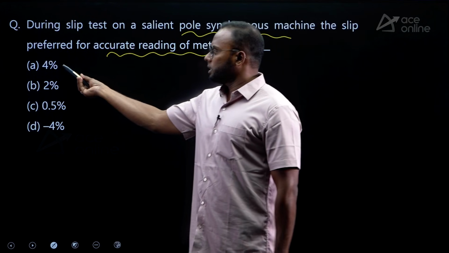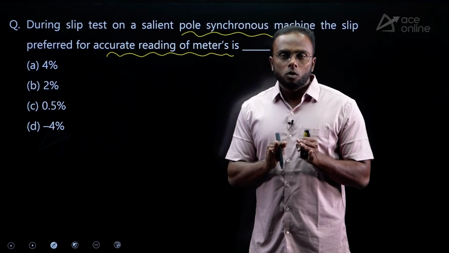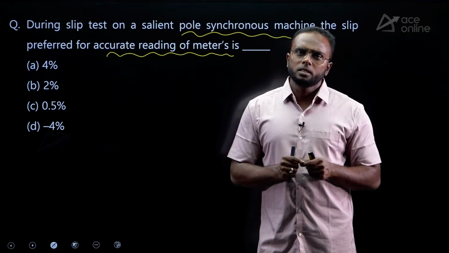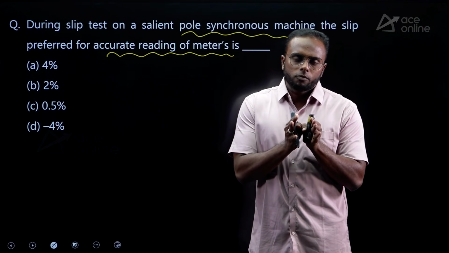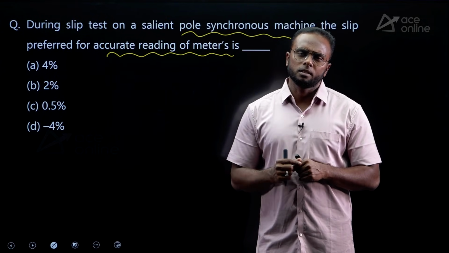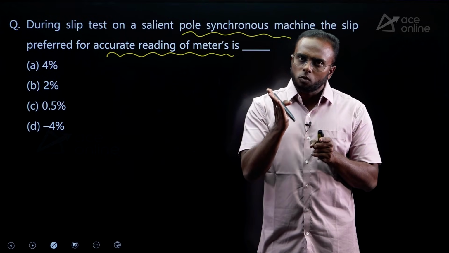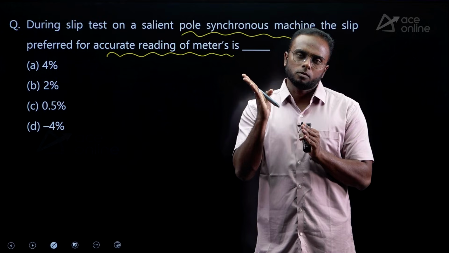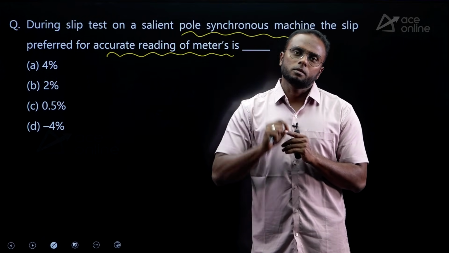Now, which slip we preferred is, there is 4%, 2%, minus 4, okay. So, we preferred always the lowest slip. Lowest slip means we rotate very near to synchronous speed. If you rotate the rotor of a salient pole machine very near to synchronous speed, then what is the slip? Almost nearly 0. Then the meter oscillation speed is also very slow, because the relative speed is very less. So that meters will oscillate slowly in that voltmeter or meter. When meter oscillation is very slow, we can measure an accurate value.